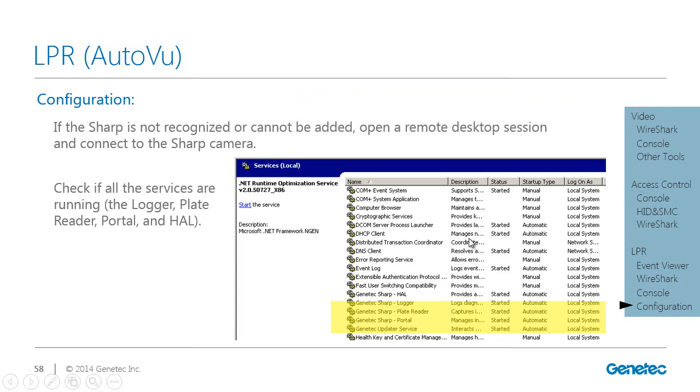Alright, let's get into where we may encounter most of the problems, which is in the configuration. So first of all, if your Sharp unit is not being recognized or cannot be added to the system, open a remote desktop session into the Sharp, either fixed or mobile, and check if all the services are running. The services are the logger, the plate reader, the portal, and the updater service, and we also have the HAL service right here as well. So you can restart some of these if you want, but just make sure that the HAL service is never restarted.